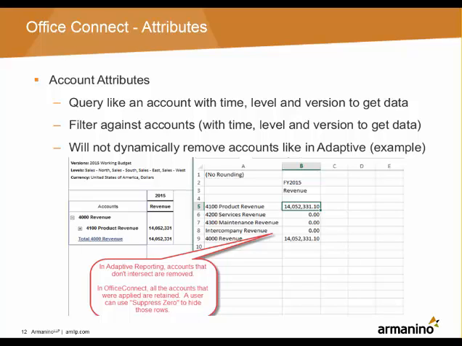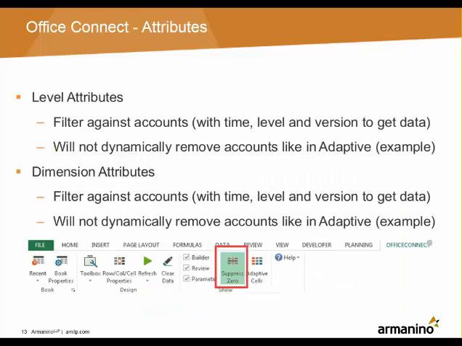That means the Office Connect report will still display those accounts in rows or columns, but the results returned will be 0. If you wish for those accounts to not be displayed, you will want to make sure you're using the Zero Suppress functionality within Office Connect. So just a little different user experience between the two tools. This applies to level and dimension attributes as well.